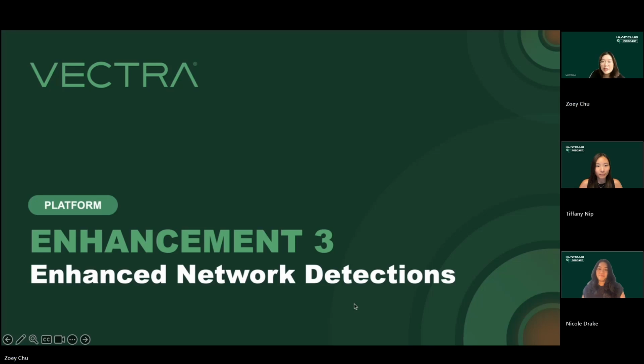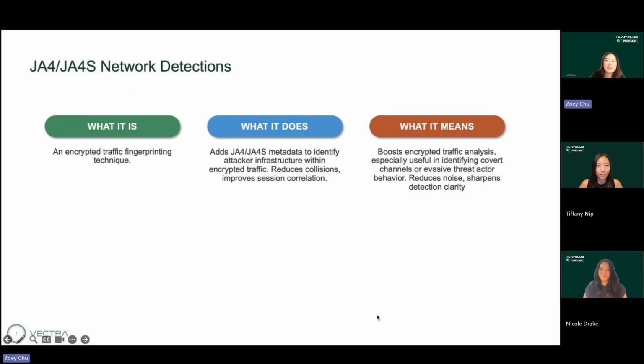Yeah. Amazing. And then we've got some enhanced network detections. I think it was just one, but this one's an interesting one. Nicole, can you talk more about this? Yes. We are enhancing our JA4 detections. We currently have JA3 detections, but we have now added JA4 and JA4S. Essentially, these are encrypted traffic fingerprinting techniques. Think of them like digital fingerprints for your network traffic. So even though the content is encrypted, these techniques allow us to uniquely identify patterns in that traffic without decrypting it.